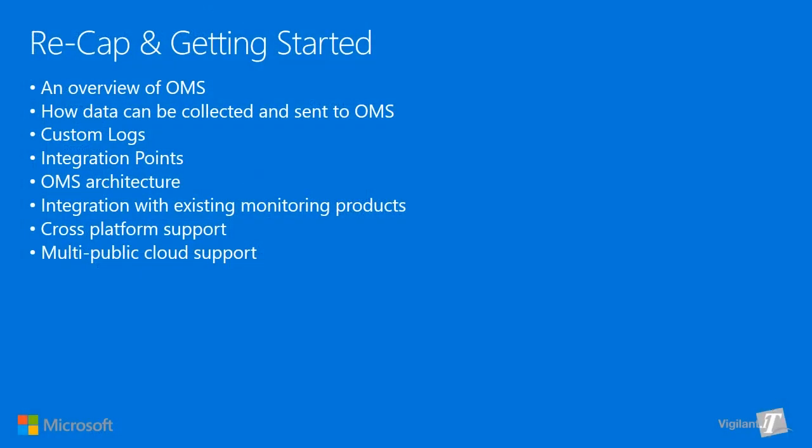Okay, we've gone through a lot. Here's a quick recap on what we've covered. An overview of OMS, how data can be collected and sent to OMS, custom logs and custom fields, integration points with third-party services and applications, the OMS architecture, integration with existing monitoring products, Nagios and Zabbix, cross-platform support for both Windows and Linux, and multi-public cloud support including Azure, AWS, or Google. It's a lot to take in. It might be a good idea to take a look yourself. How do you get started with OMS?